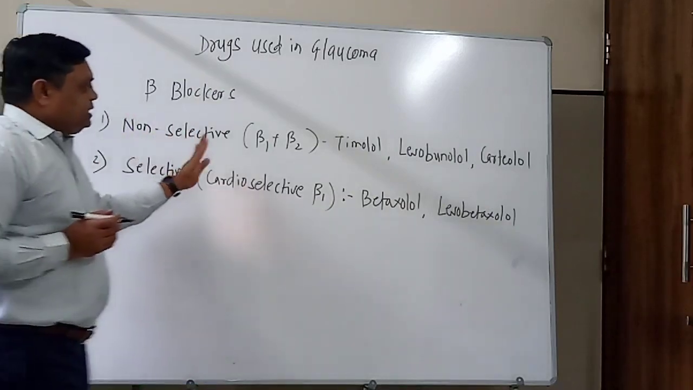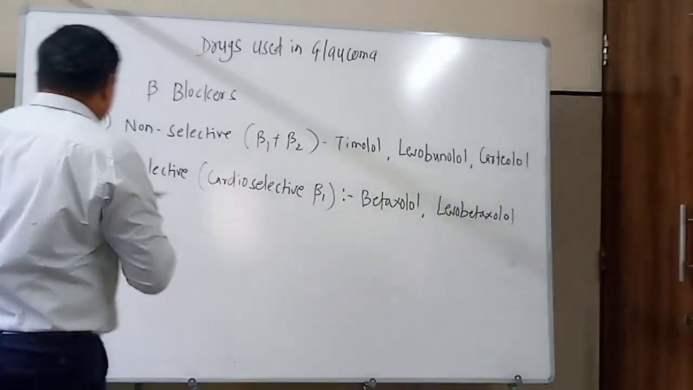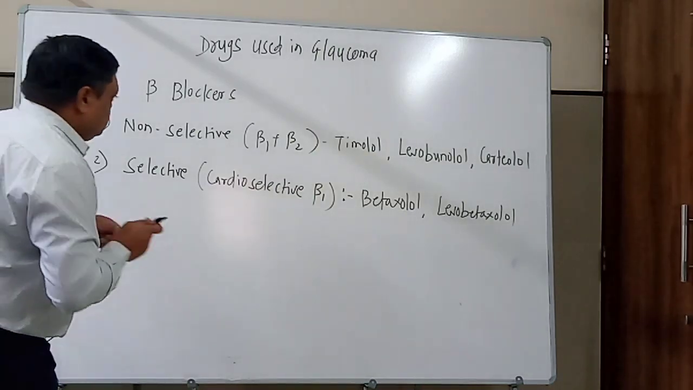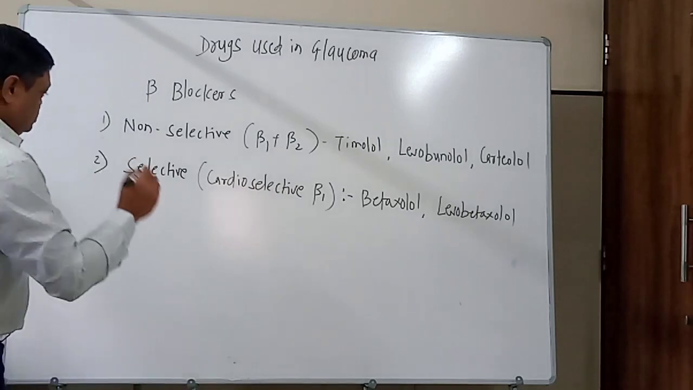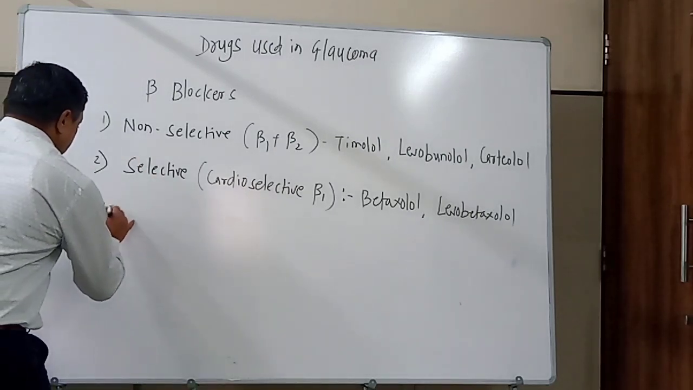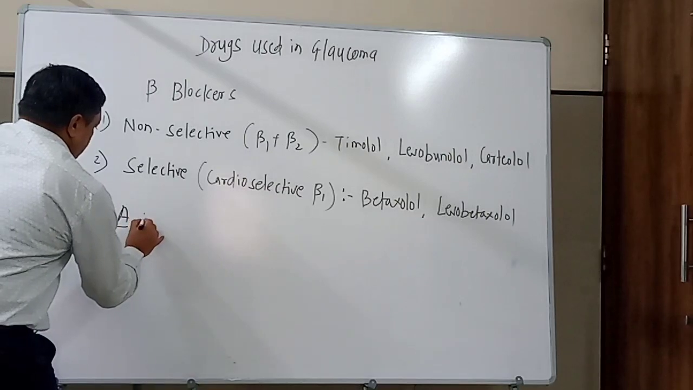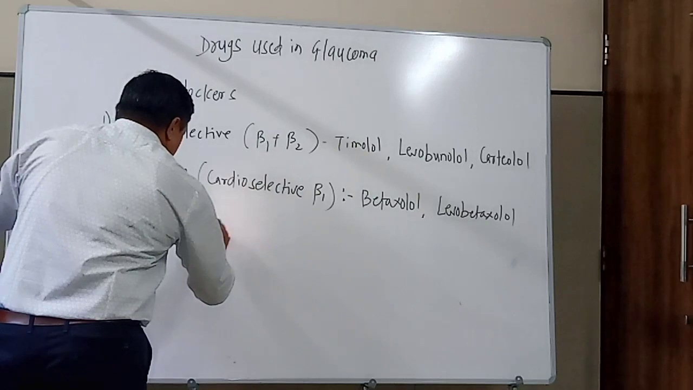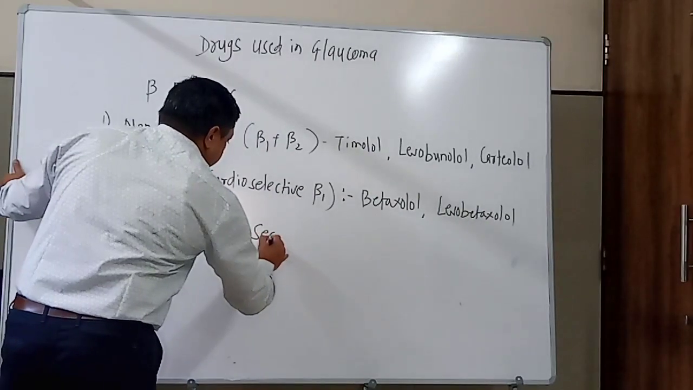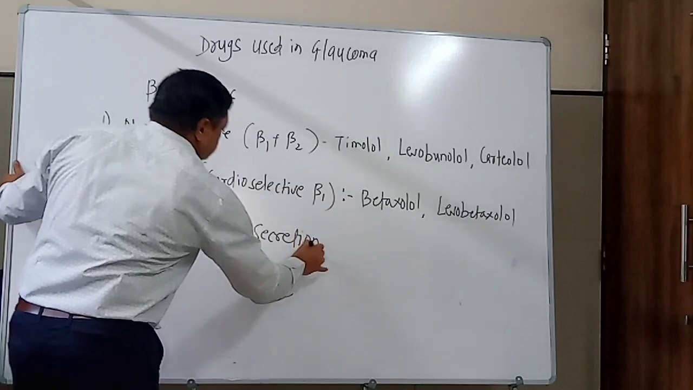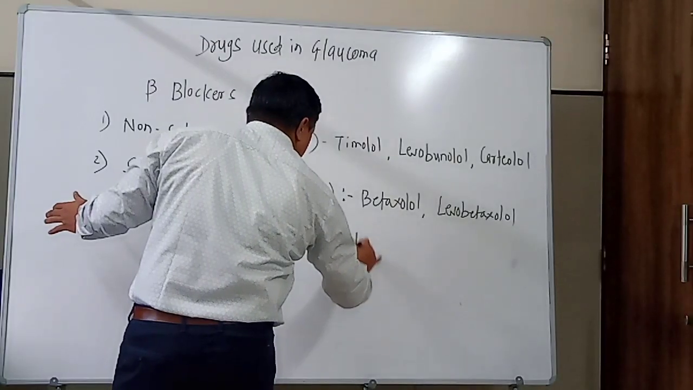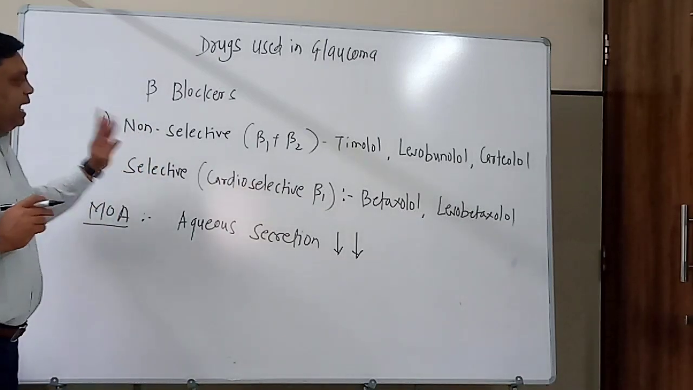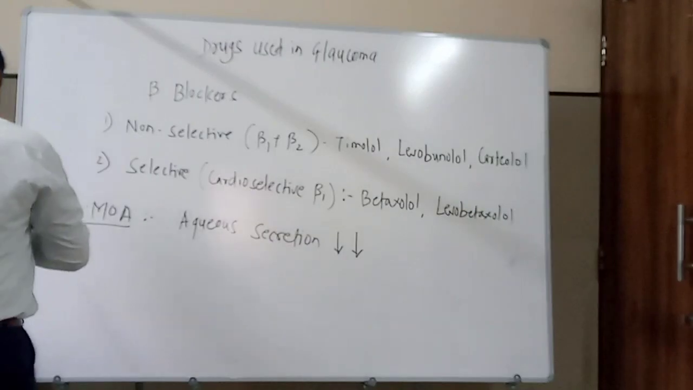Now we see the ADR of beta blockers. Before that, the mechanism of action. Beta blocker acts by decreasing aqueous secretion. This is the mechanism of action of beta blocker. Now we see the adverse drug effects of beta blockers.